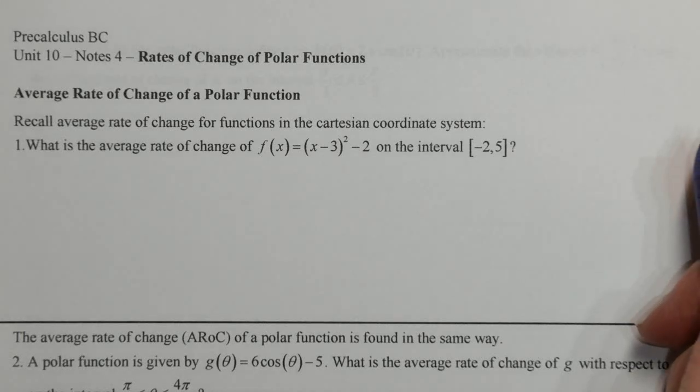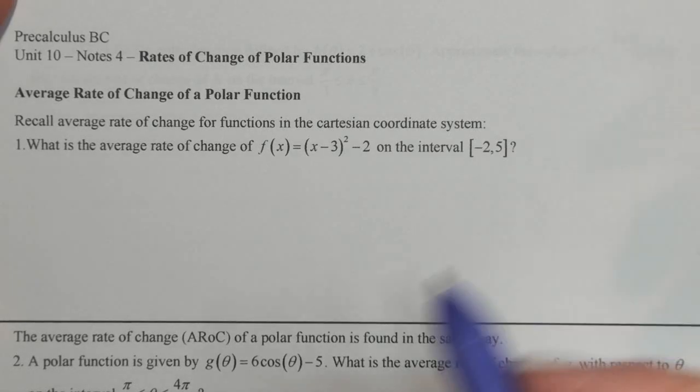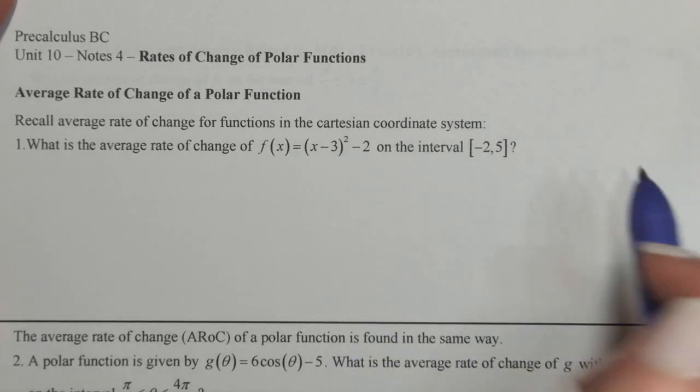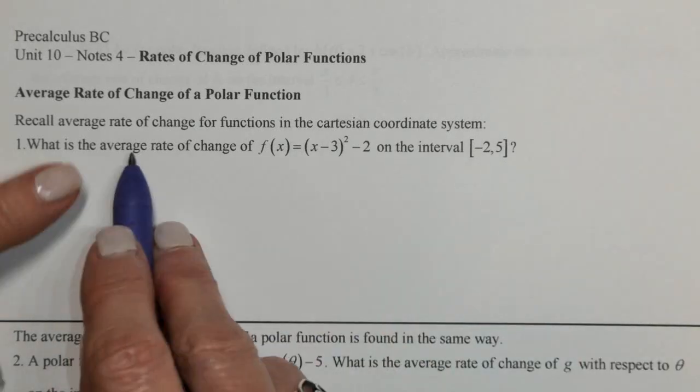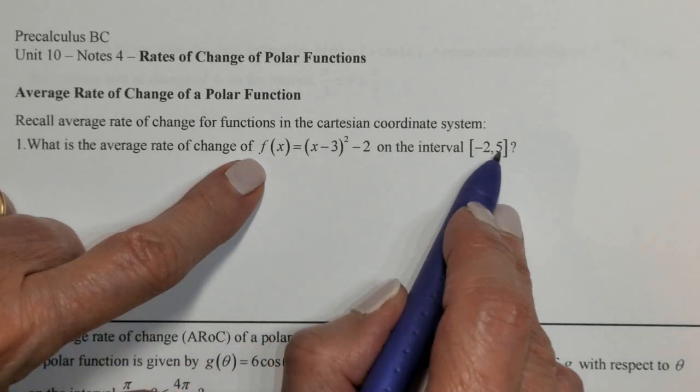Today we're talking about rates of change of polar functions. Let's remind ourselves how to find the average rate of change of a function in the Cartesian coordinate system. What is the average rate of change of f of x on the interval -2 to 5?